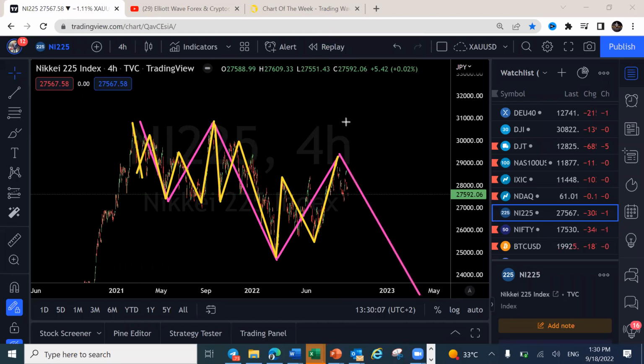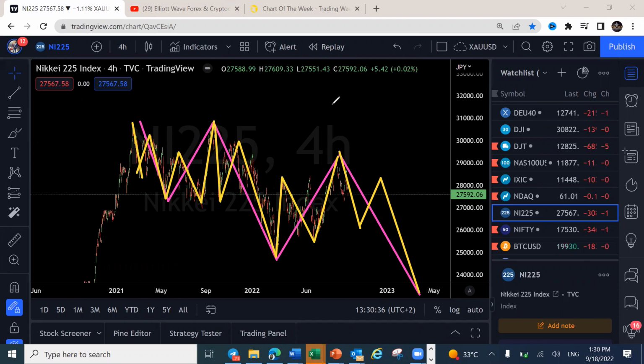And we get this one making a similar 3-wave structure as the first leg. So we'll be looking for this one to make, let's use yellow, this structure: 3 waves down, 3 waves pullback, and another 3 waves to the downside. So that's what we'll be looking at here in this structure. All right, so we're looking for this to continue to the downside coming into the new week. And that is the Nikkei, and that is what we're expecting there.